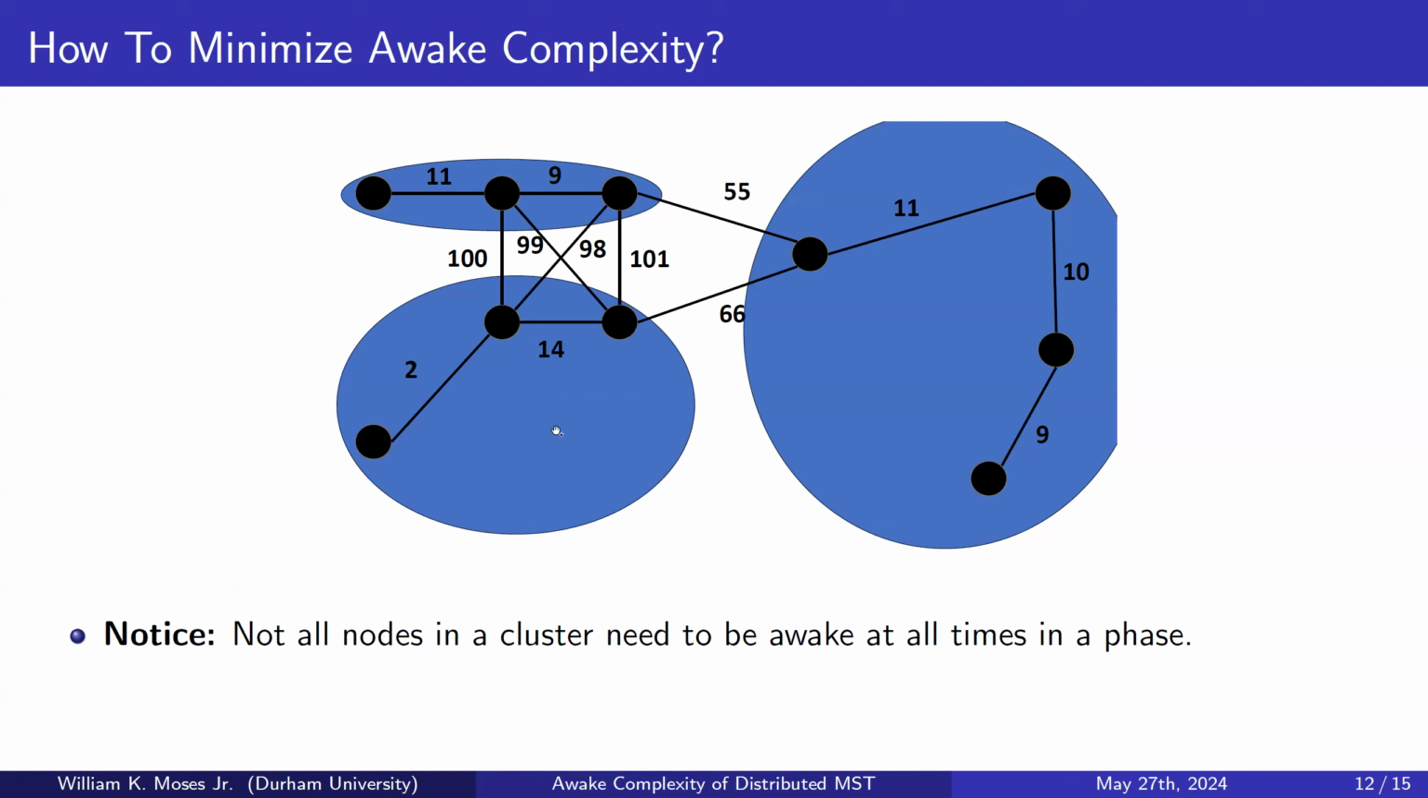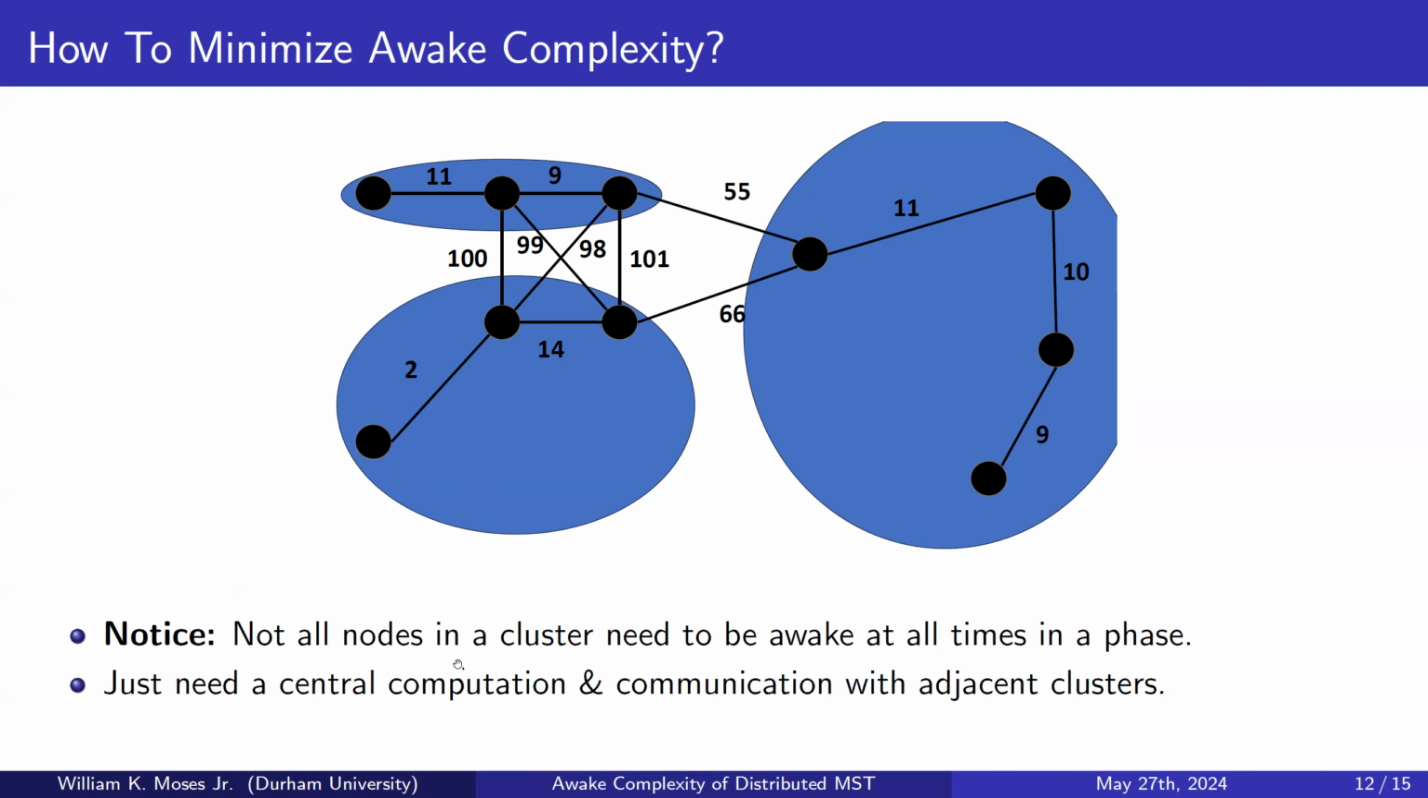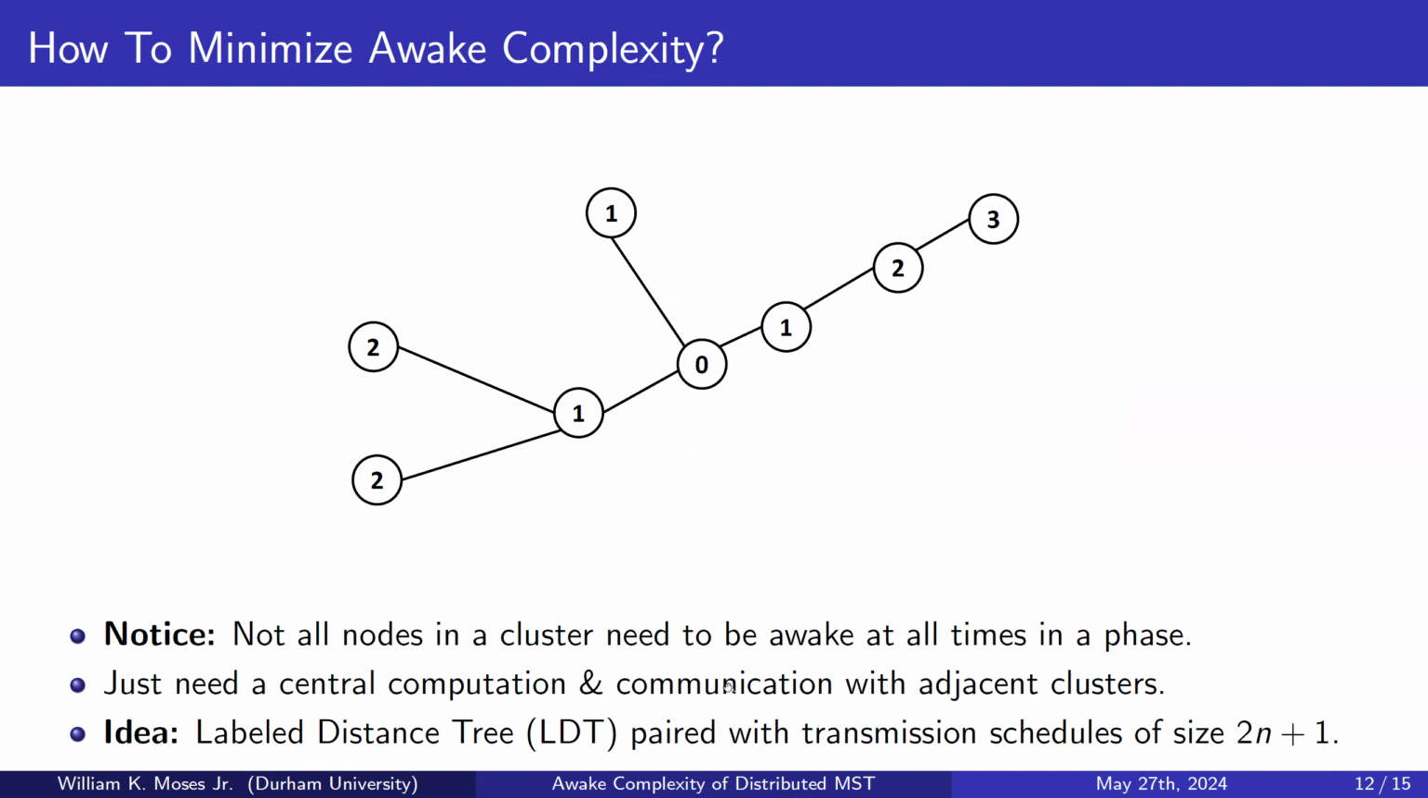First, for a given cluster in a phase, not all nodes need to be awake all the time. In fact, you just need to pass information back and forth from the center of the cluster outwards and back in, so that you can perform some central computations and you can communicate with adjacent clusters. And in particular, if you set up each cluster so that it is something called a labeled distance tree, you can pair it with transmission schedules, which are just a sequence of 2n plus 1 rounds, such that certain nodes are supposed to stay awake in certain rounds and can communicate if they want.